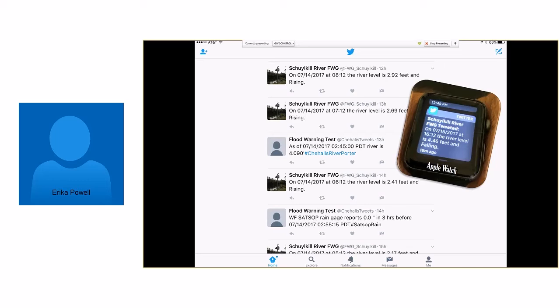If you look at the insert, that's my Apple Watch, and you see Schuylkill River a day later, it was 4.46 feet and falling. So you can actually get these messages right to your watch and be able to monitor what's happening in different watersheds.